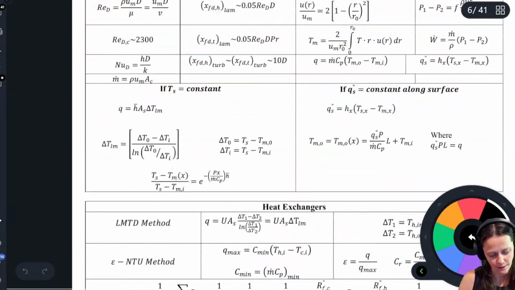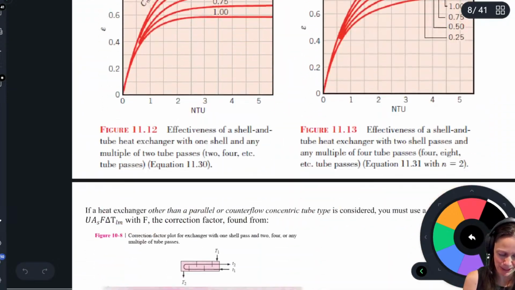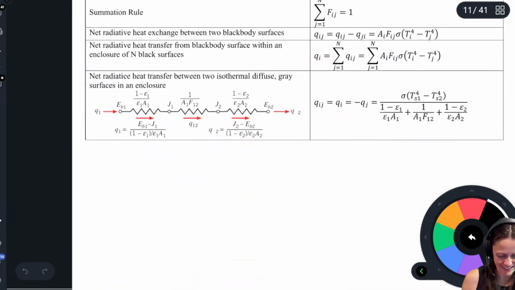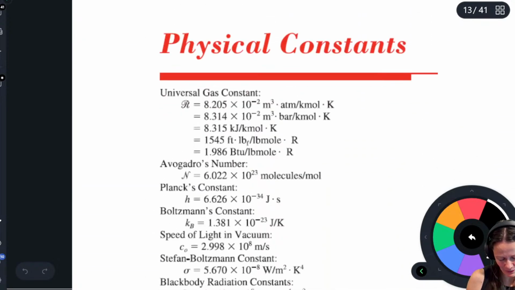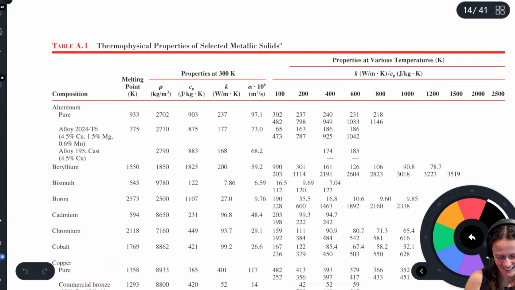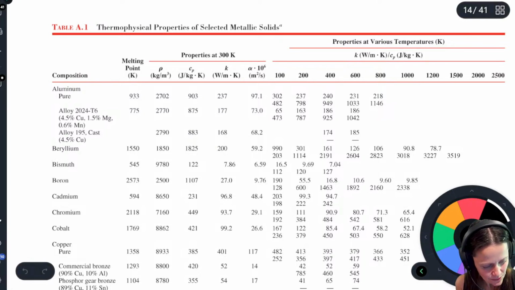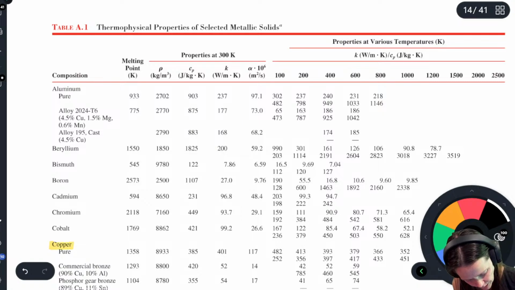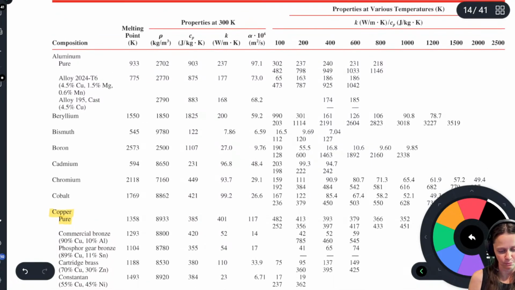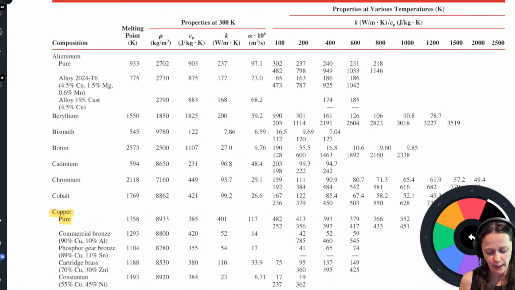So yeah, scrolling through lots of equations that we can use. Okay, I'm almost there. Okay, here we are. Table A1, thermophysical properties of selected metallic solids. Great, so let's look at those. I have copper. Great. I'm not going to worry about any of those alloys down there. We'll just say we have pure copper.